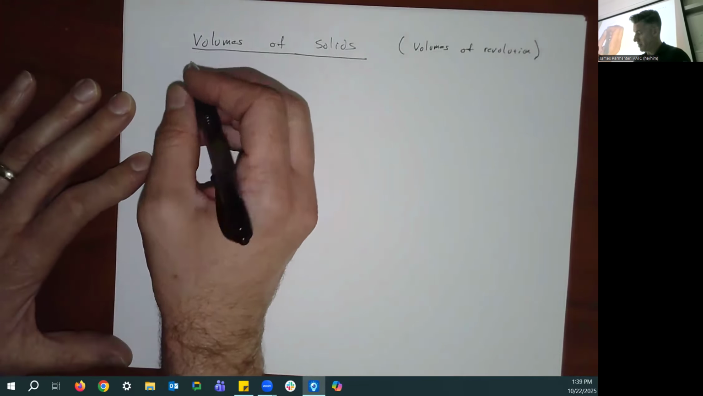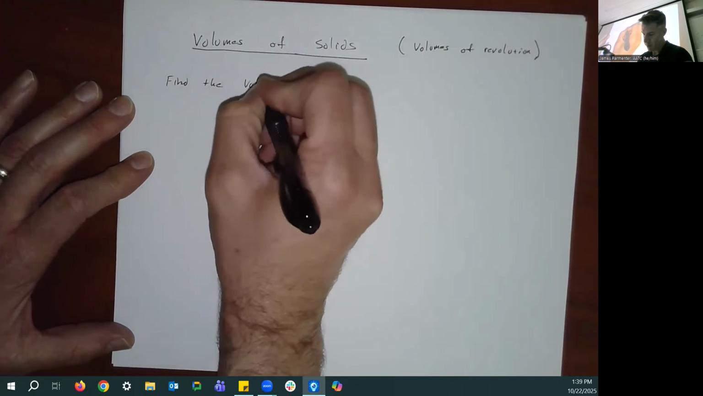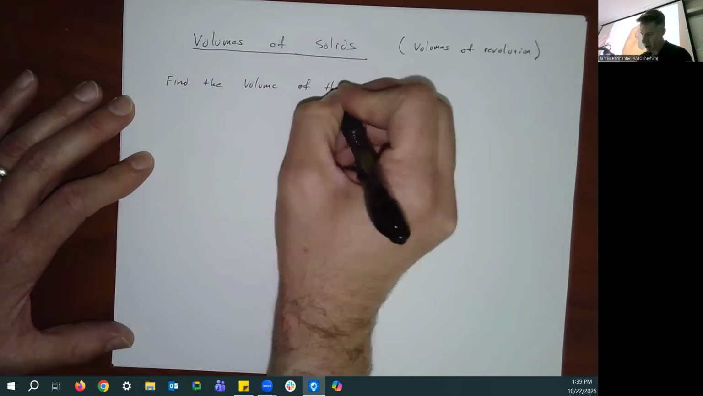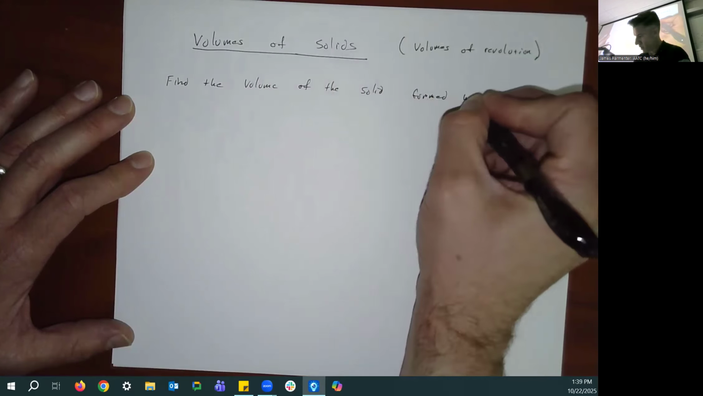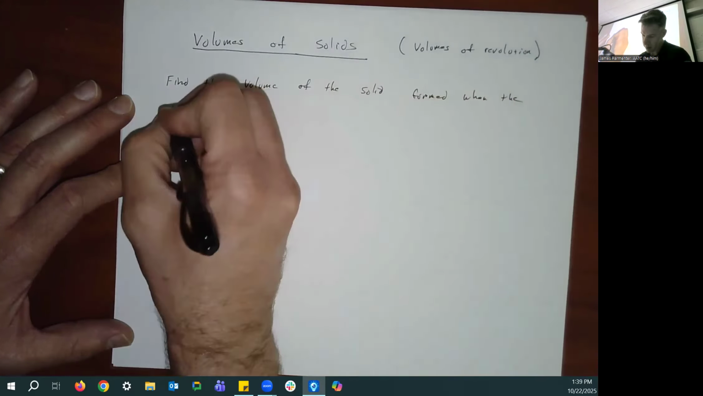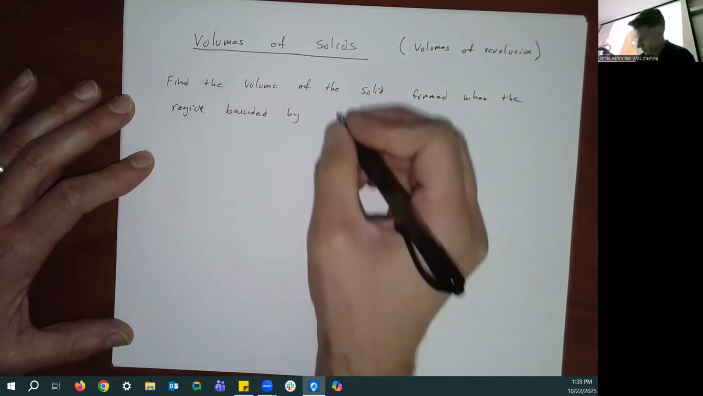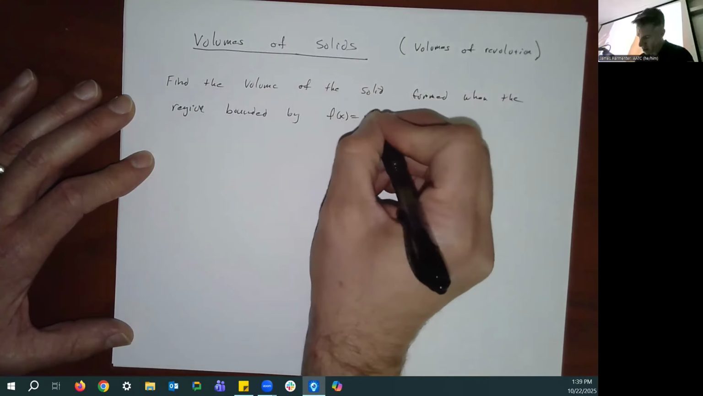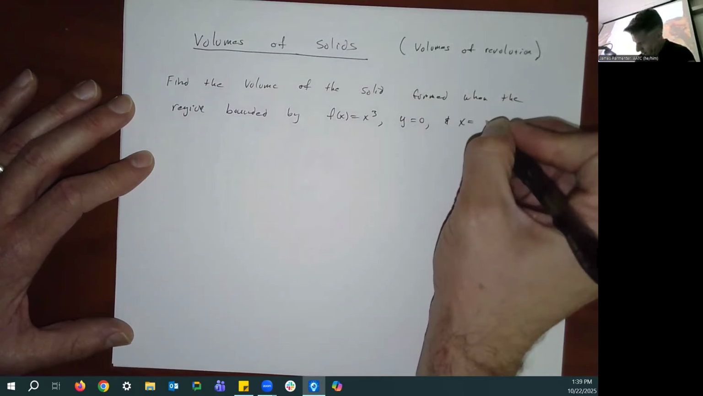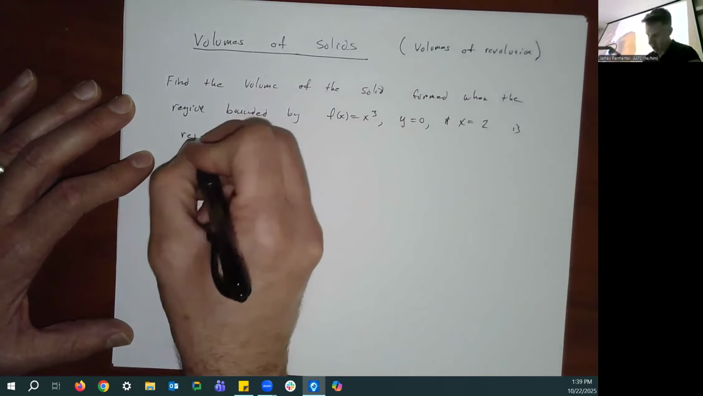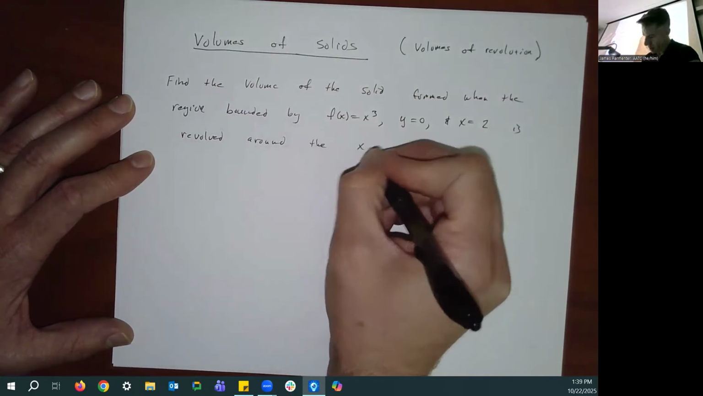So let's look at this example. We're going to find the volume of the solid formed when the region bounded by f of x equal to x cubed, y equal to 0, and x equal to 2 is revolved around the x-axis.